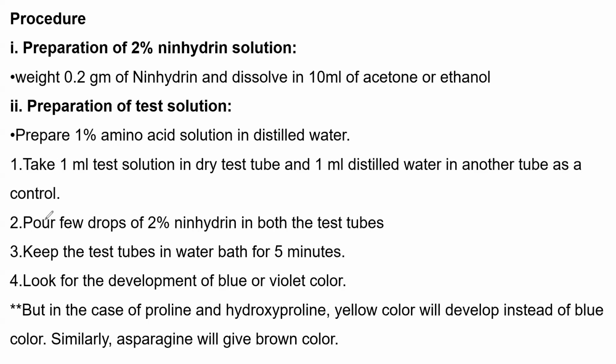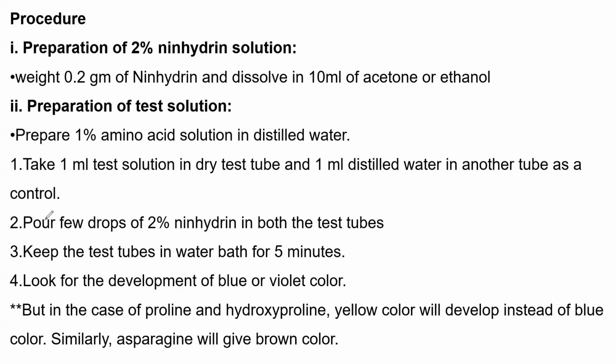For the preparation of the 2% ninhydrin, you weigh 0.2 gram of ninhydrin and dissolve it in 10 ml of acetone or ethanol. Then for the preparation of the test solution, you prepare a 1% amino acid solution in distilled water. You take 1 ml of the test solution and put it in a dry test tube, and you take another 1 ml of distilled water and add it to another test tube, which serves as a control.